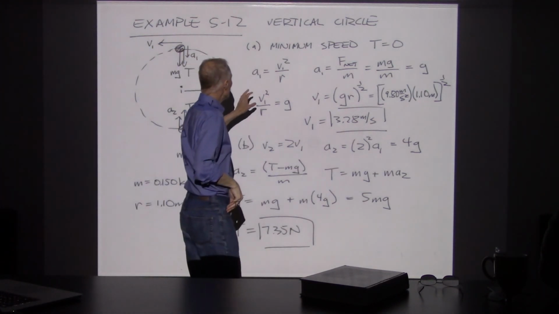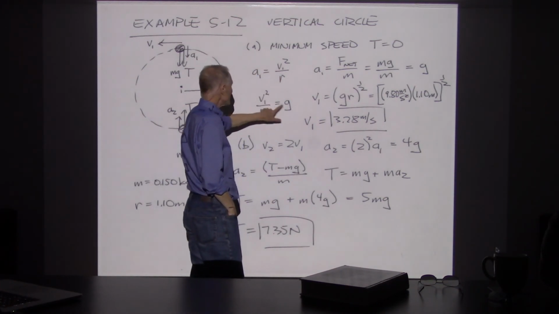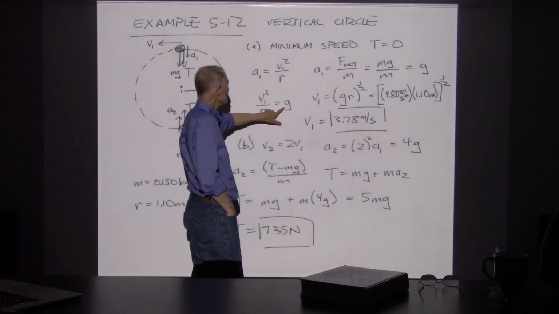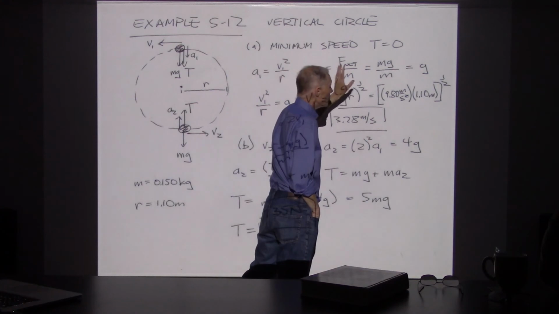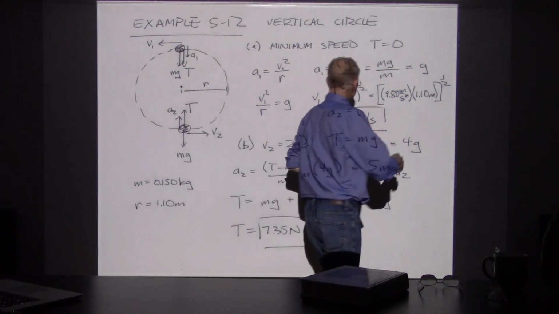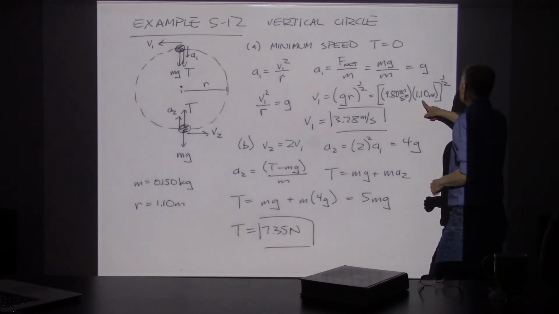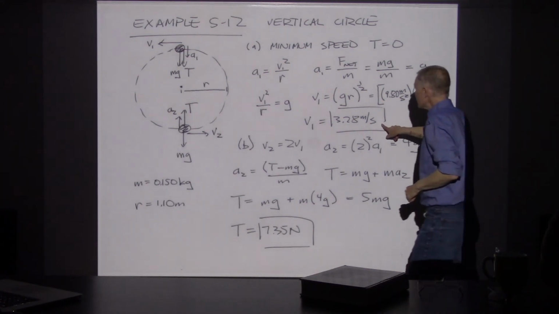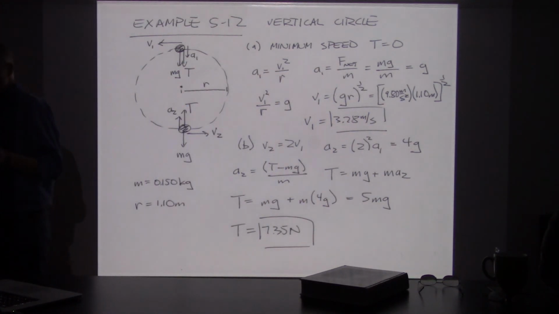Well, we can flip this equation around then. We can say that v1 squared over r equals g, and then say that v1 is the square root of g times r, and then we can plug the numbers in. The numbers here were 9.8 meters per second squared times 1.10 meters, square root. That's our minimum speed. The minimum speed at the top is the speed that will give us an acceleration that matches the gravitational field.